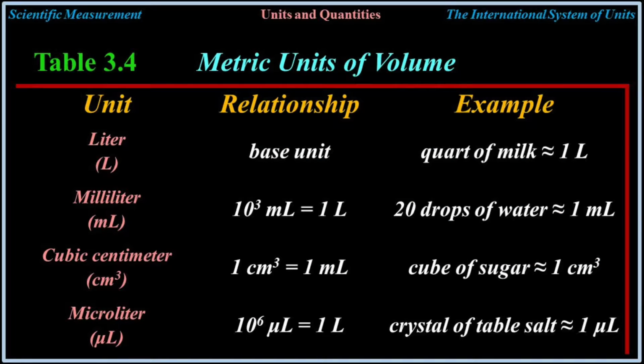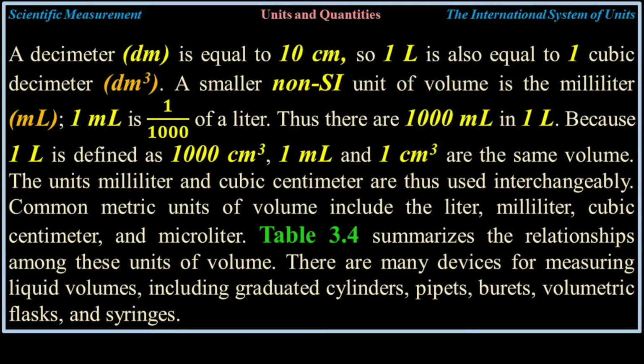Table 3.4, metric units of volume. These are some commonly used relationships of units for volume that we may use in a chemistry laboratory. I have used all of them in a chemistry laboratory. A decimeter is equal to 10 centimeters. So 1 liter is also equal to 1 cubic decimeter.